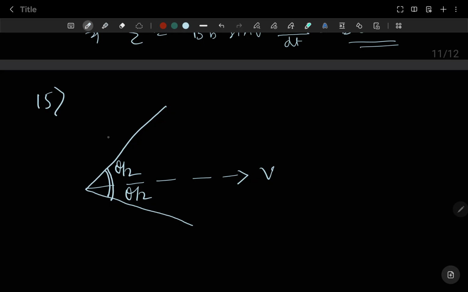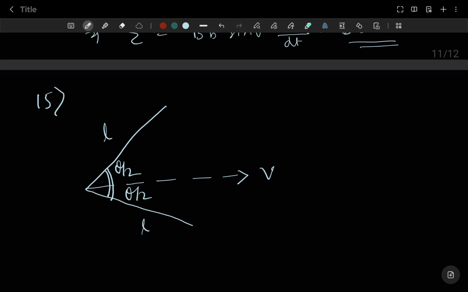Now how will we calculate it? Let this be L and L. What is the induced EMF? You can calculate it in two ways. One way to calculate it is the simple BVL method. So you tell me one thing.